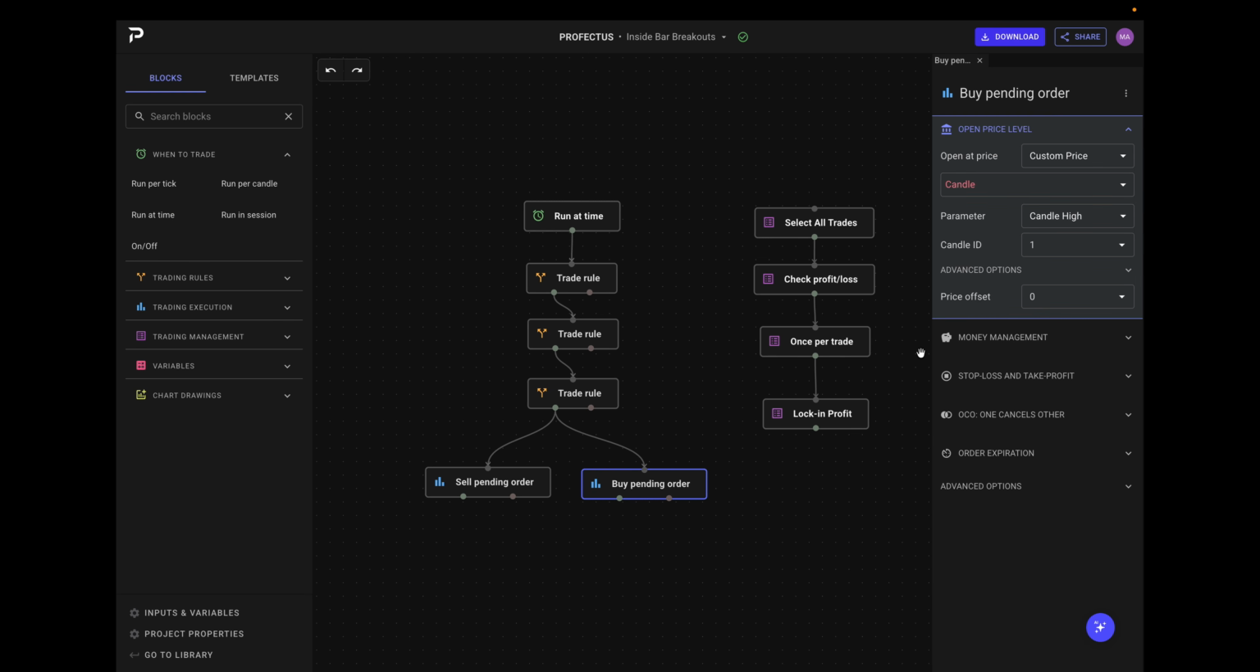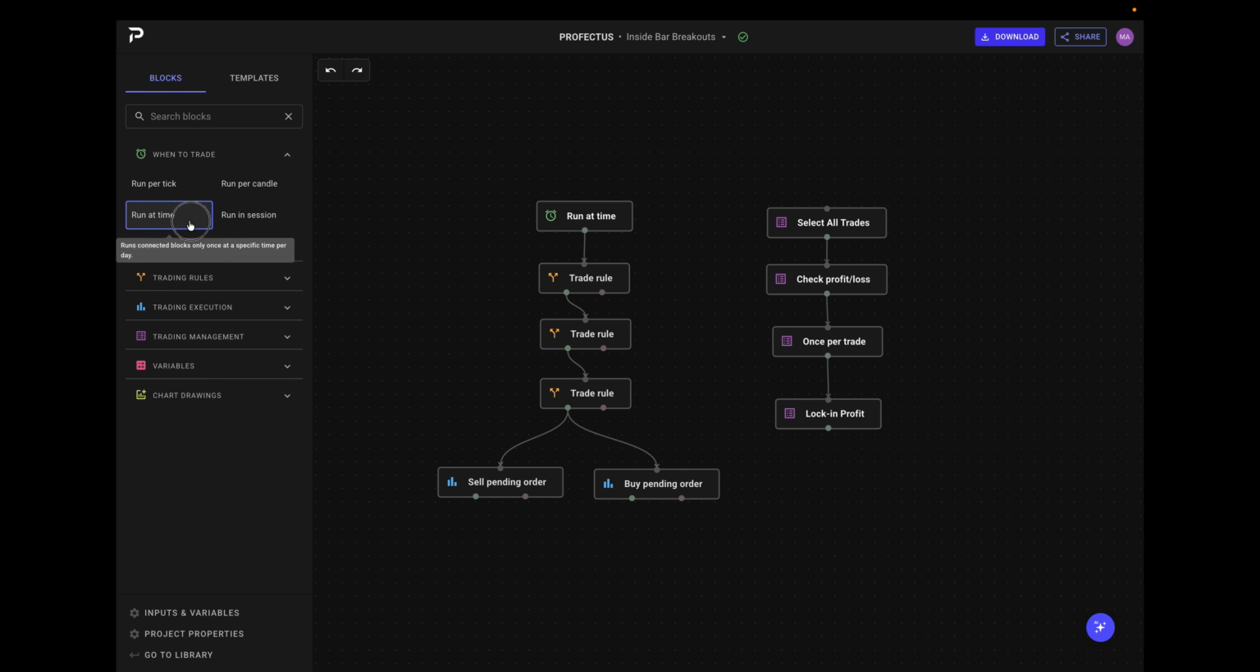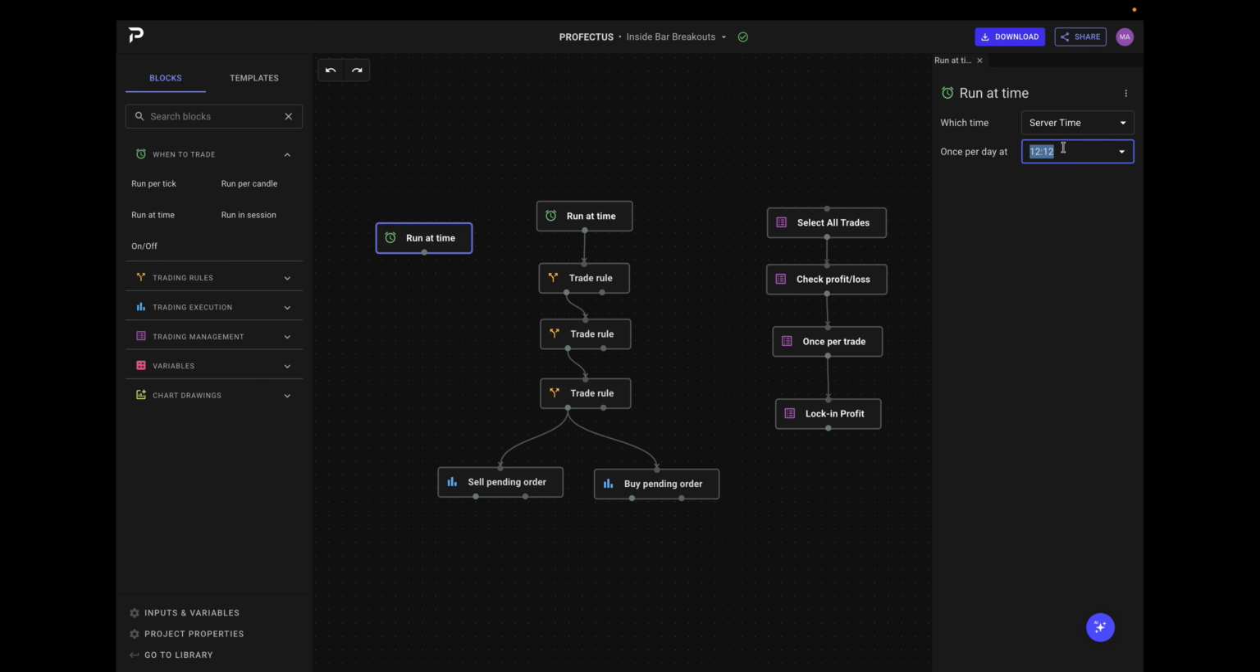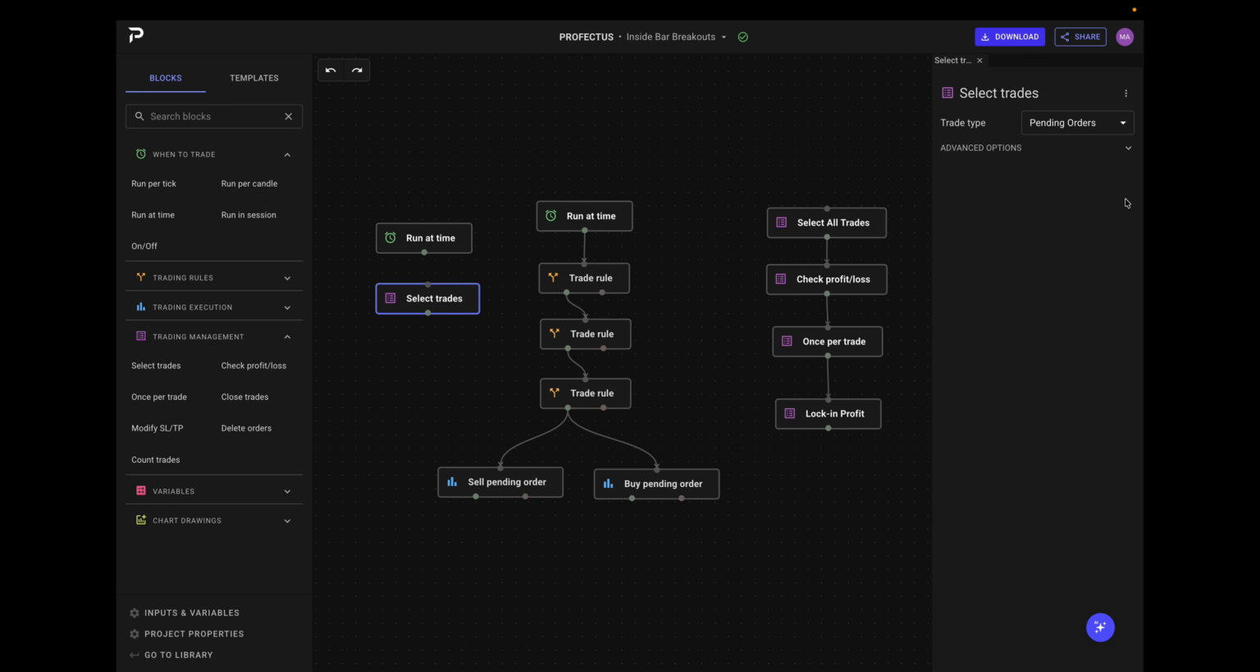How do you delete an order? Well, multiple ways, but we have order expiration at 9 in the evening. So we place it at 1, and then at 9 in the evening, if it is not triggered, we delete the order. But you can also, of course, use run at time, and then if you want to delete them maybe at 2100 as well, you can also just select the trades and select the pending orders, and then maybe buys and sells. So you connect this like that, and then you close or delete orders.